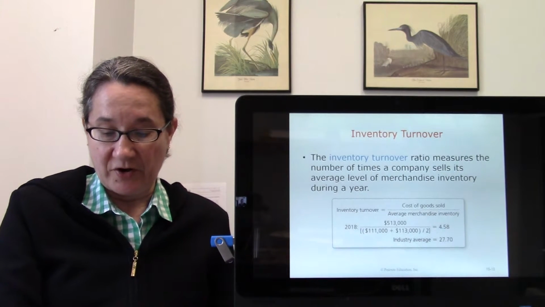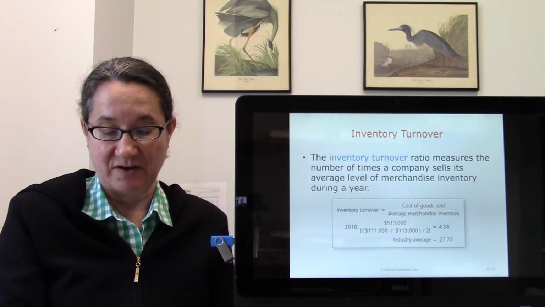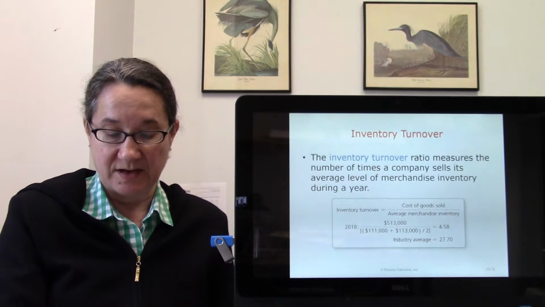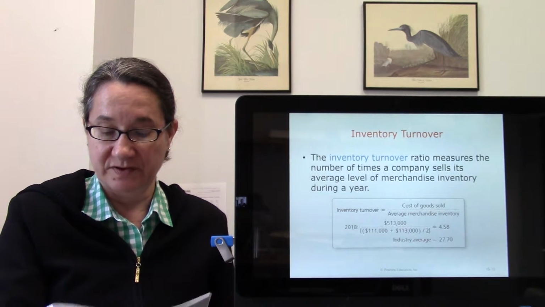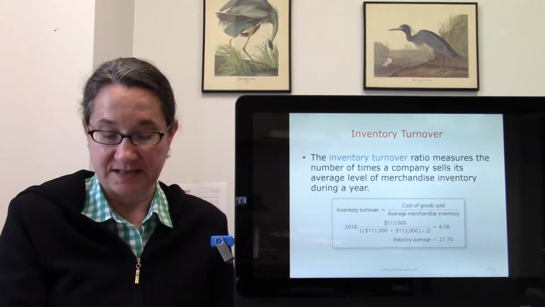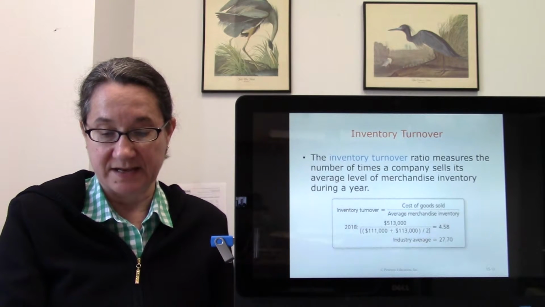So the inventory turnover ratio measures the number of times a company sells its average level of merchandise during a period. So to calculate this, you use cost of goods sold divided by average merchandise inventory. A high ratio means it's easy to sell, and a low ratio indicates difficulty.